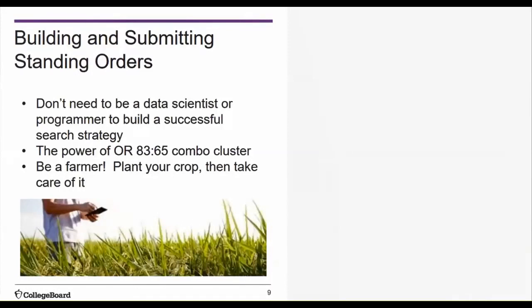Educational neighborhood 83 and high school cluster 65 is our primary market powerhouse. This cluster combo produced about 50% of our incoming freshman class of Oregonians based on the first historical reports produced from segment analysis.